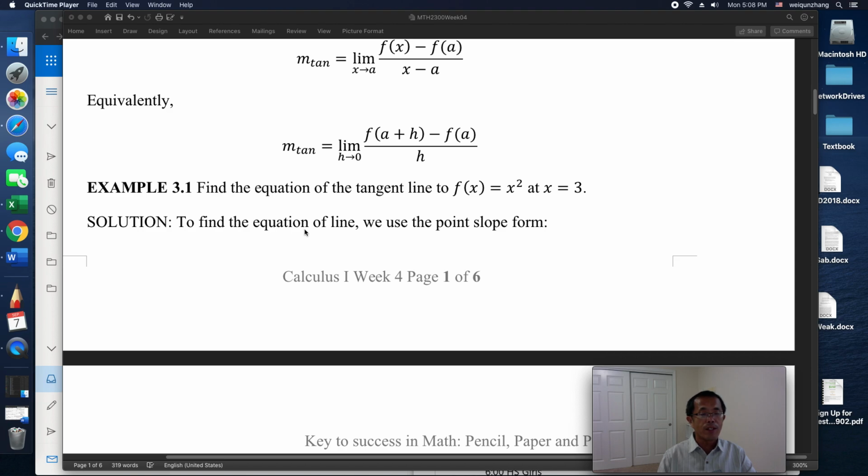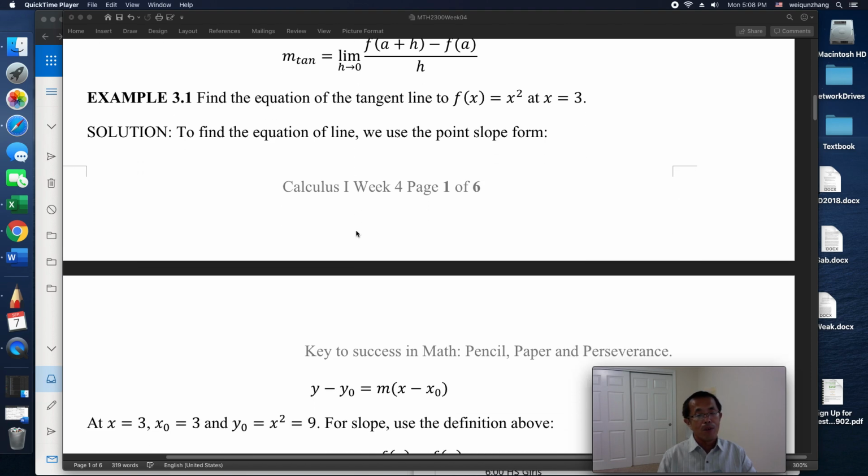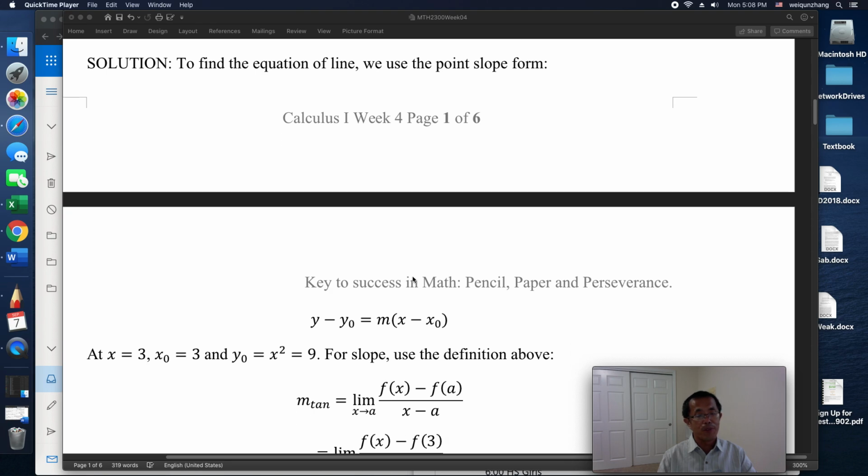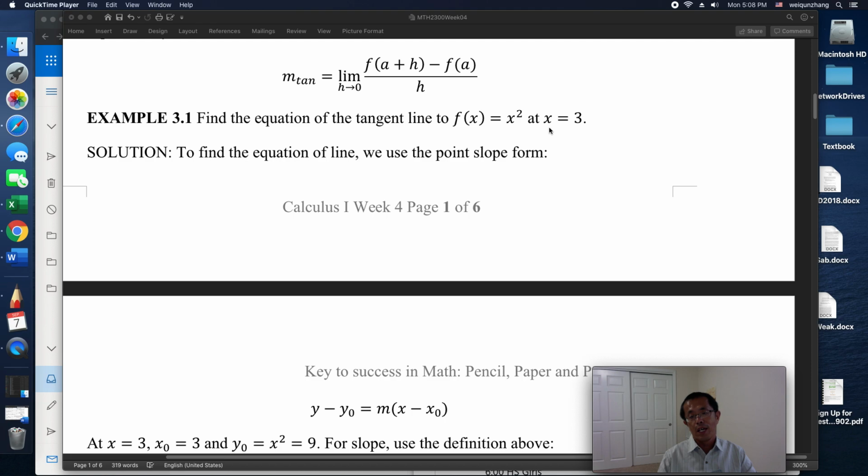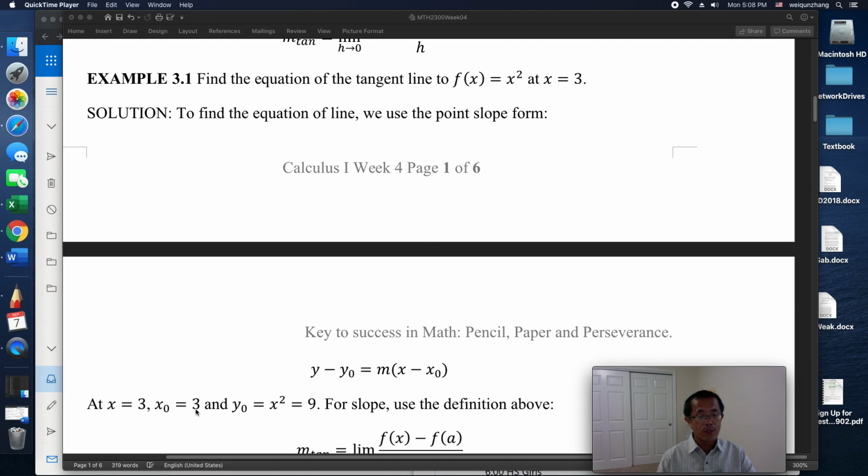In general, to find the equation of a line, we use the point-slope form. This is the point-slope form I talked about, and x naught, y naught are the given point, the given ordered pair, the x coordinate and y coordinate. m is the slope. In this case, at x equals 3, x naught is 3. Accordingly, y naught is x squared, which is 9. So we do have this given point, x naught and y naught. And the only thing we need to find here is the slope, the slope of the tangent, right?